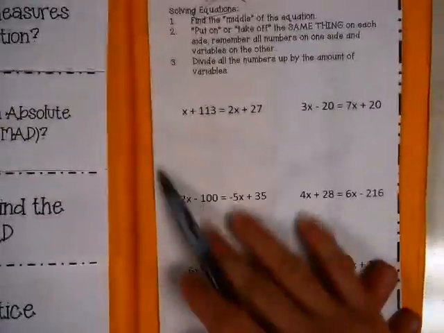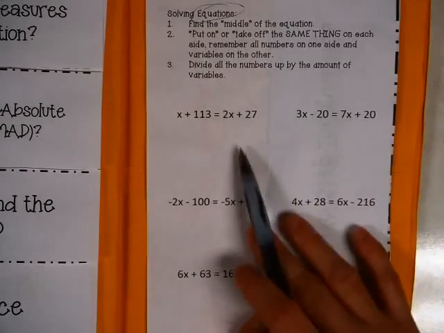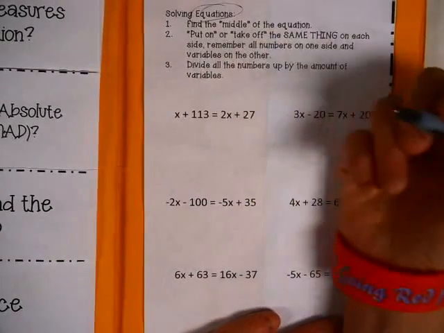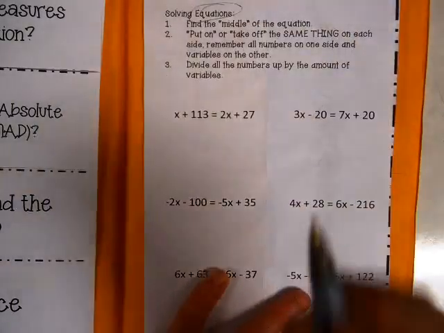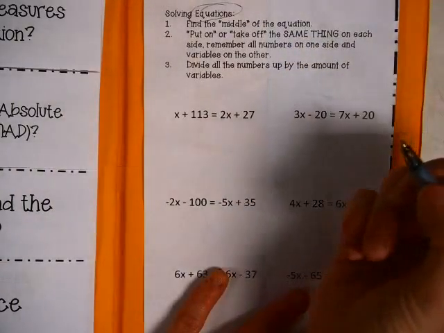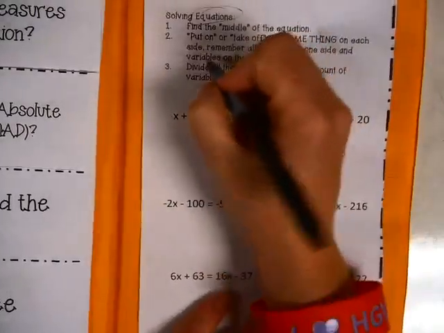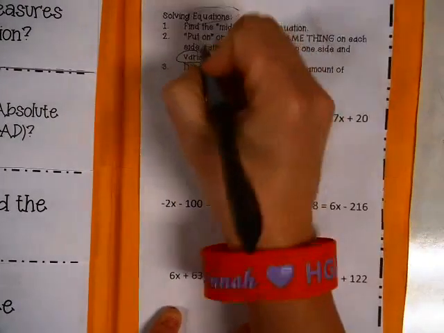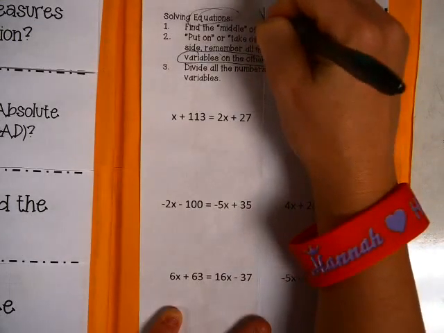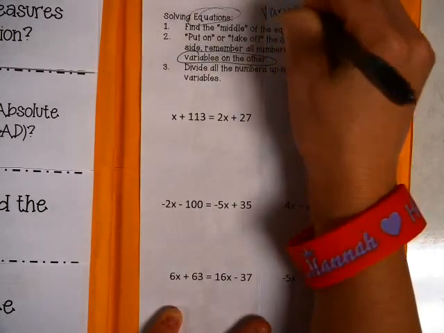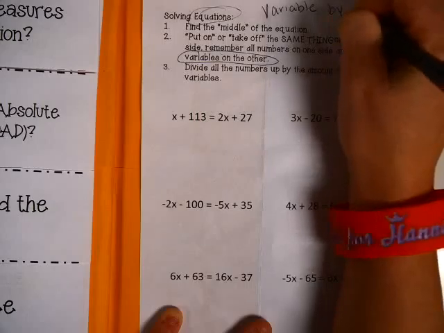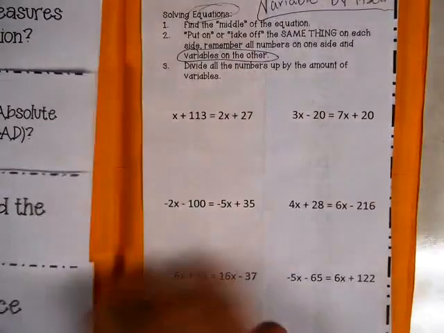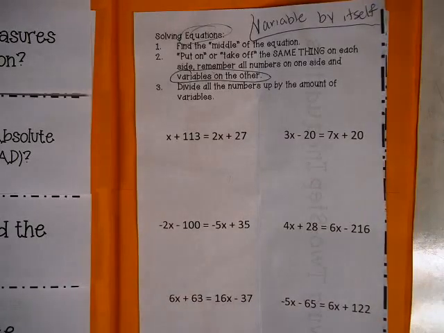Alright, I'm not going to do all of these. You're going to have to do some. But this you're pretty good at. Remember your models, okay? Remember the goal is to get the variable on one side, or alone. Variable by itself is the goal of equations. Like, that's the whole point we do this.